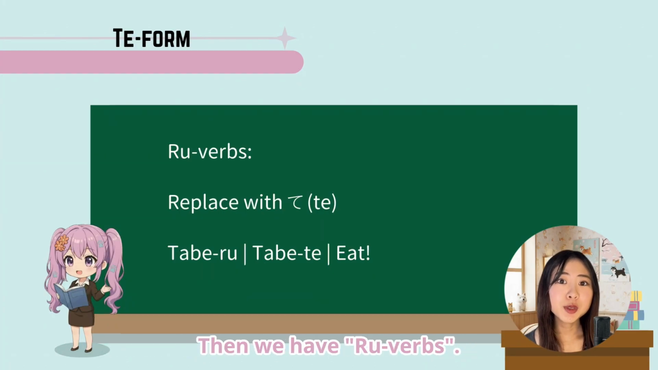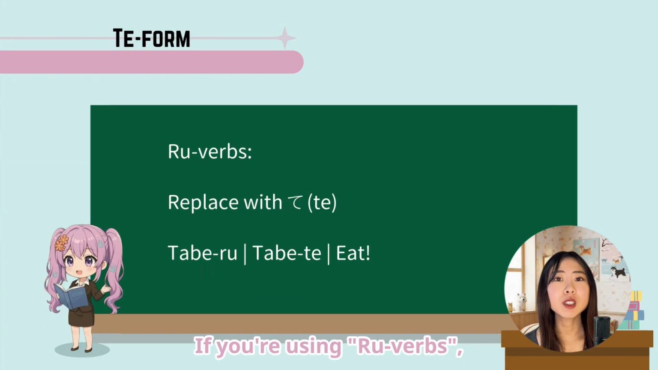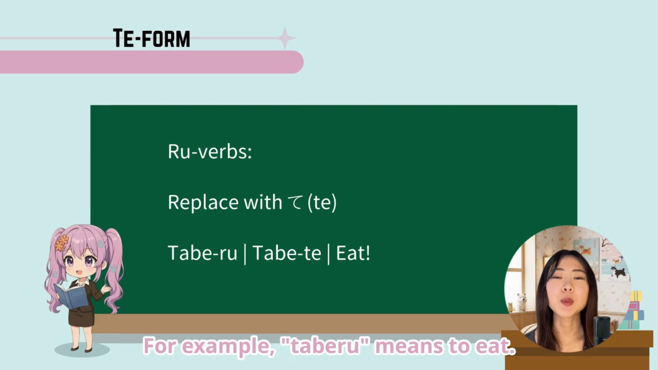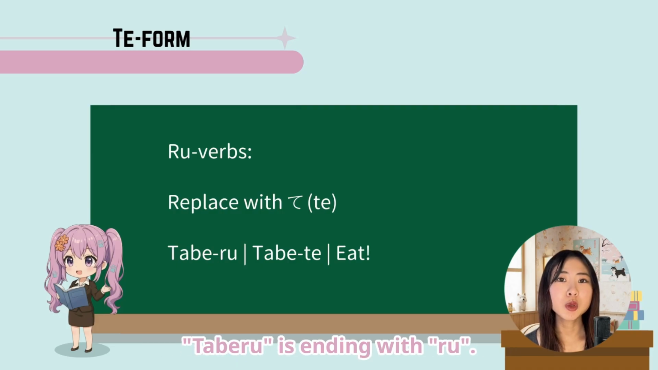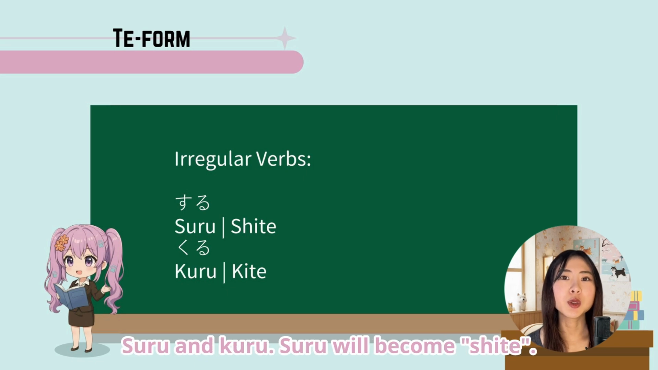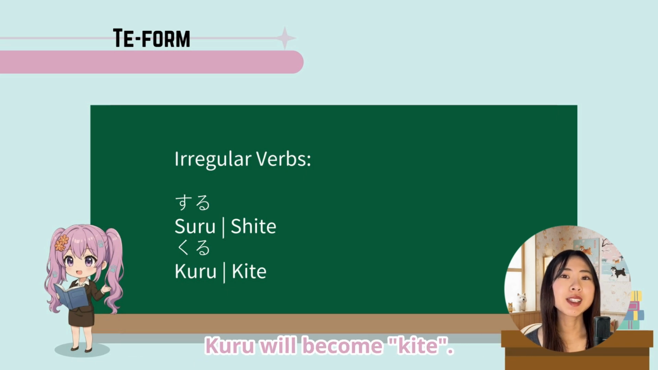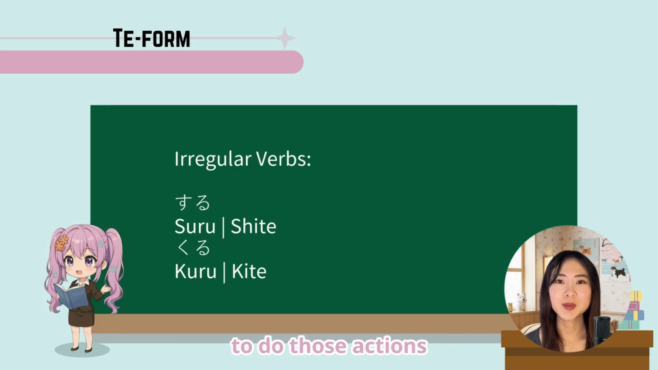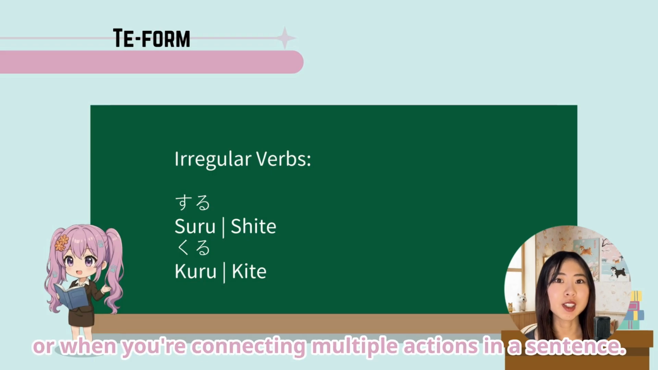Then we have ru verbs. If you're using ru verbs, you're gonna drop ru and add te. For example, taberu means to eat. Taberu is ending with ru, you're gonna drop ru and add te. Now we have irregular verbs. Suru and kuru. Suru will become shite, kuru will become kite if you're requesting someone to do those actions, or when you're connecting multiple actions in a sentence.